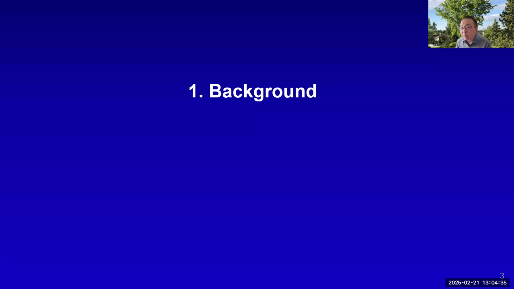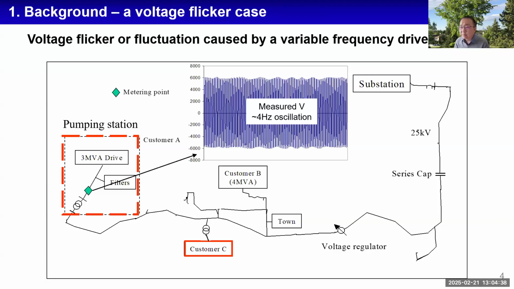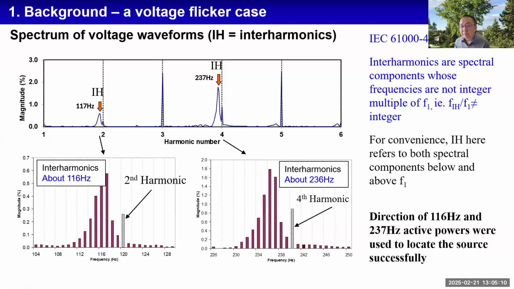Now, for the background of this presentation, last November we presented a voltage flicker case. We found this area experienced voltage flicker. We measured the waveform here and found fluctuating waveforms. We conducted spectrum analysis and found interharmonic components in the waveform.